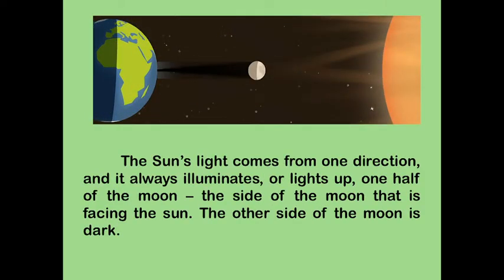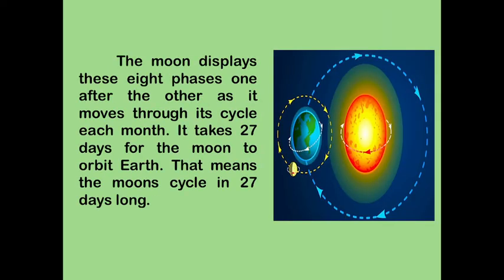The sun's light comes from one direction, and it always illuminates or lights up one half of the moon, the side of the moon that is facing the sun. The other side of the moon is dark. The moon displays these eight phases, one after the other, as it moves through its cycle each month. It takes 27 days for the moon to orbit Earth. That means the moon cycle is 27 days long.